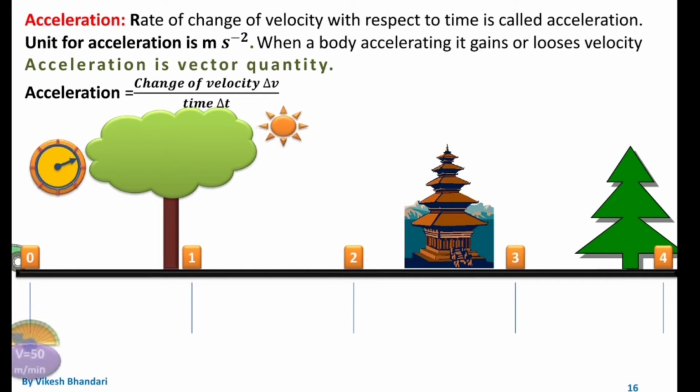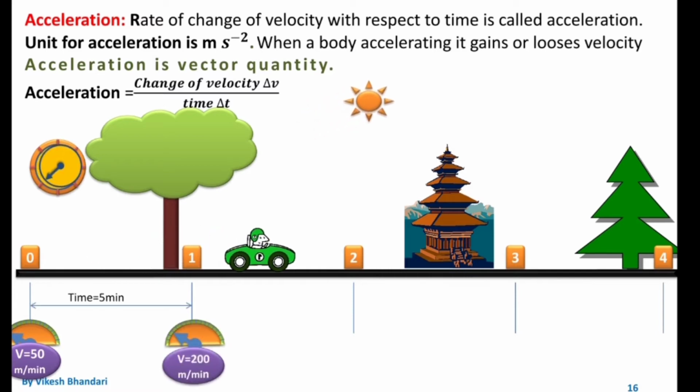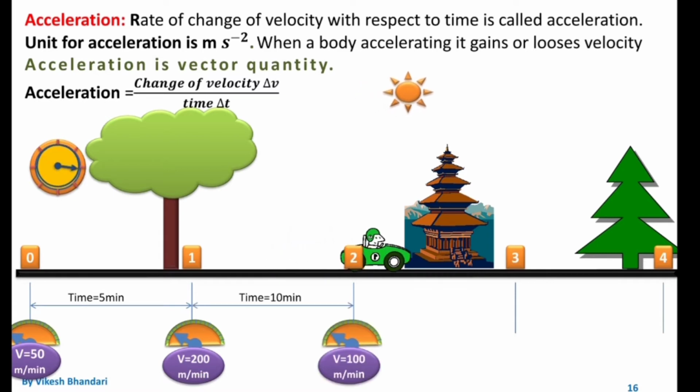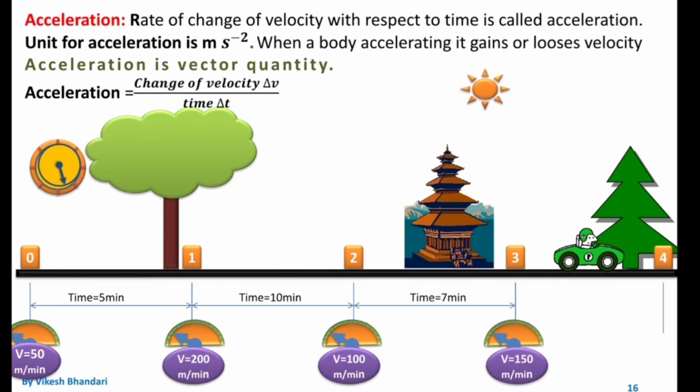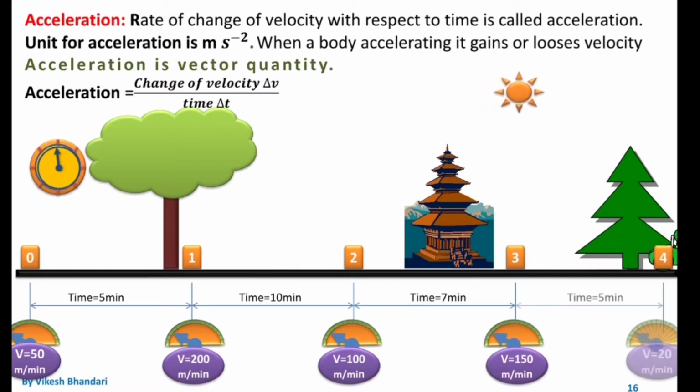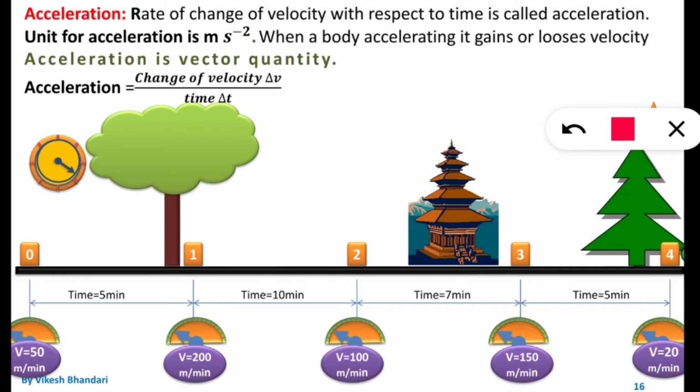Consider an object moving in a car. At the initial point, after 5 minutes he covers 1 kilometer. In another 10 minutes he covers 2 kilometers. In another 7 minutes he covers 3 kilometers, and he covers the 4th kilometer in 5 minutes. What you are going to observe here: initially the object is at 50 meter per minute, and after he covers the first kilometer, the velocity is 200 meter per minute.